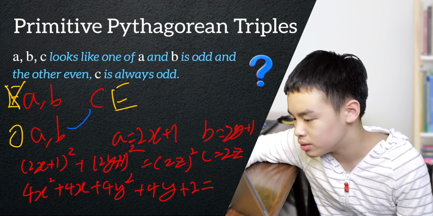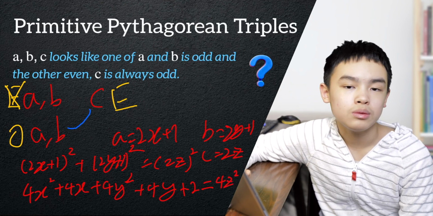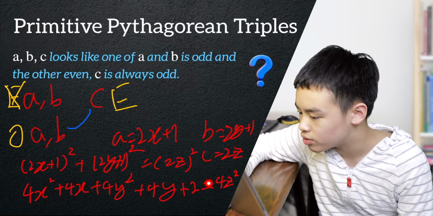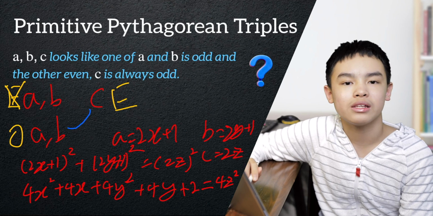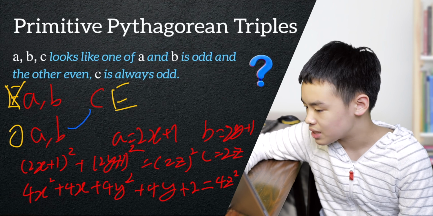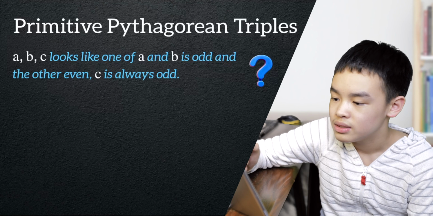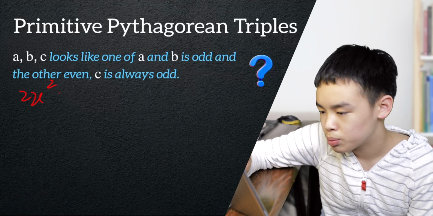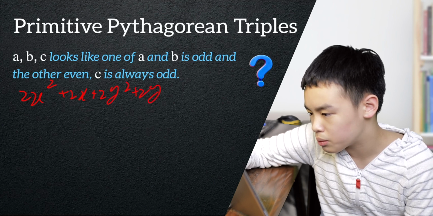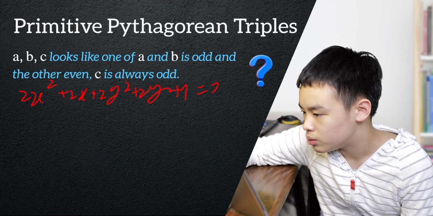and it equals 4z squared. Now you probably already noticed 4, 4, 4, 4, 2, 4. They have a common factor of 2, and they do. So we'll divide both sides by 2, and unfortunately I'll have to do a clear all. So it's 2x squared plus 2x plus 2y squared plus 2y plus 1 equals 2z squared.